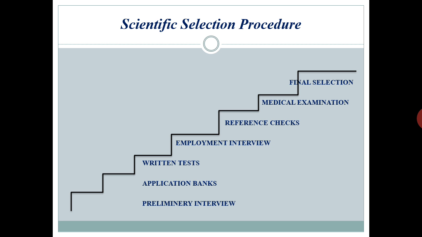So in the first step, it was a preliminary interview in which basic screening of the candidate was done, and in the second step, the person who has qualified the first step is offered a blank application in which some of the details related to him are asked, and this person is required to fill up that form and submit it to the concerned person. After that, written tests.